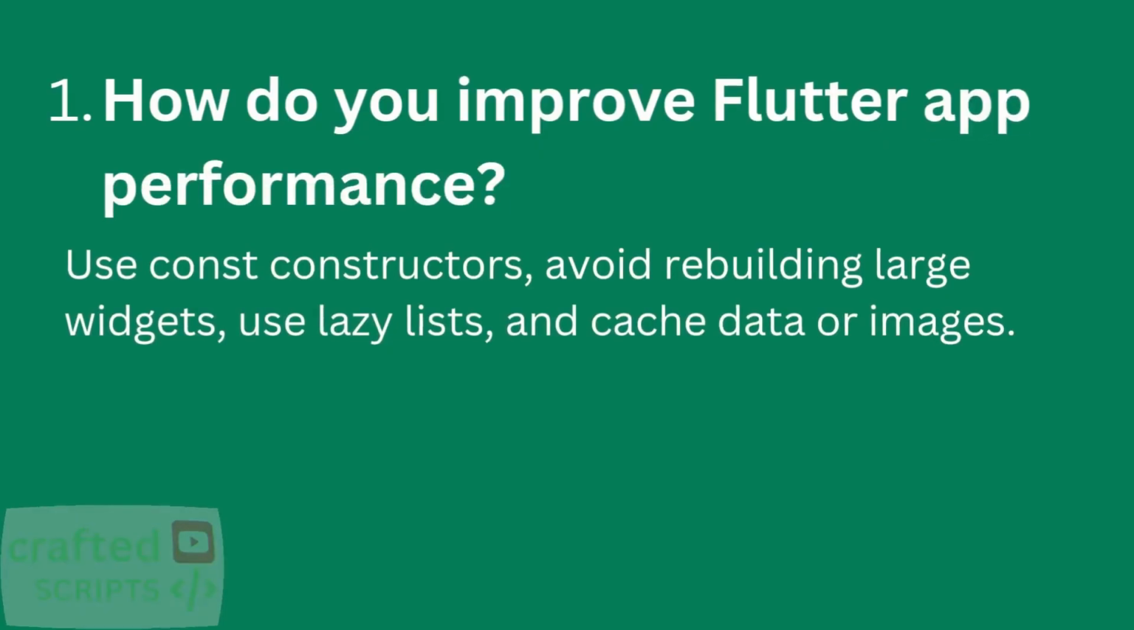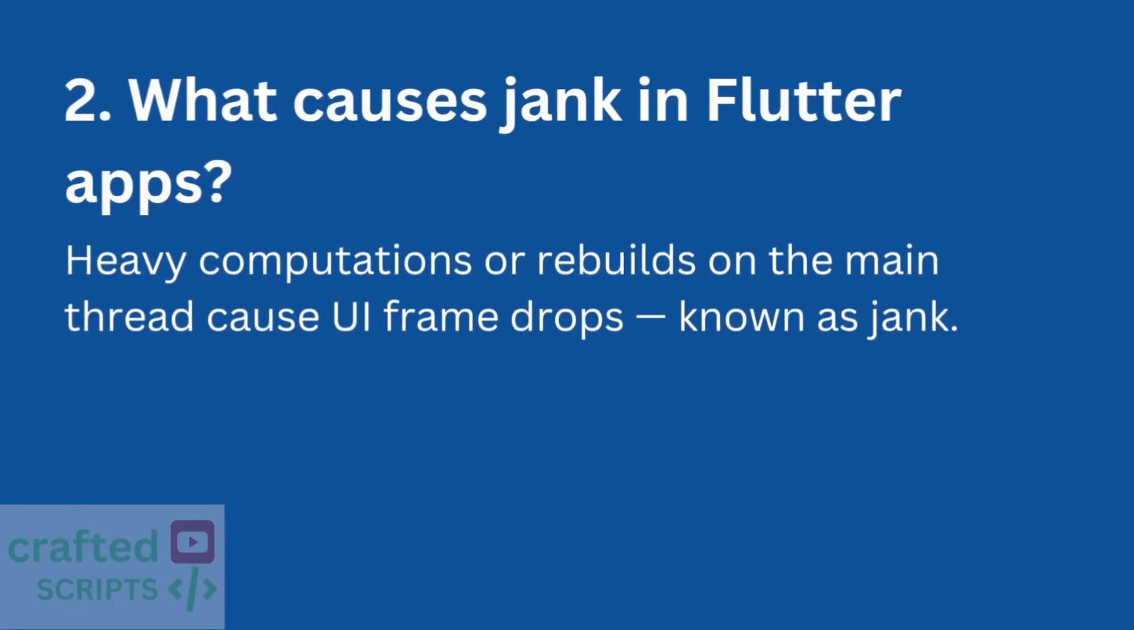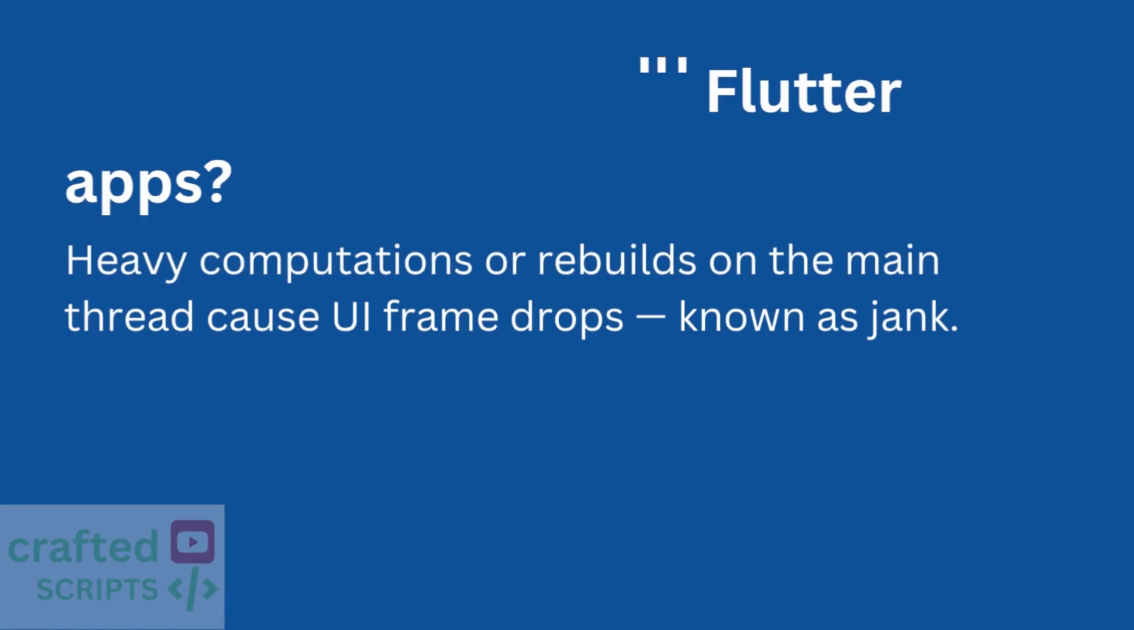Question number 1. How do you improve Flutter app performance? Use const constructors, avoid rebuilding large widgets, use lazy lists, and cache data or images. Question number 2. What causes jank in Flutter apps? Heavy computations or rebuilds on the main thread cause UI frame drops, known as jank.